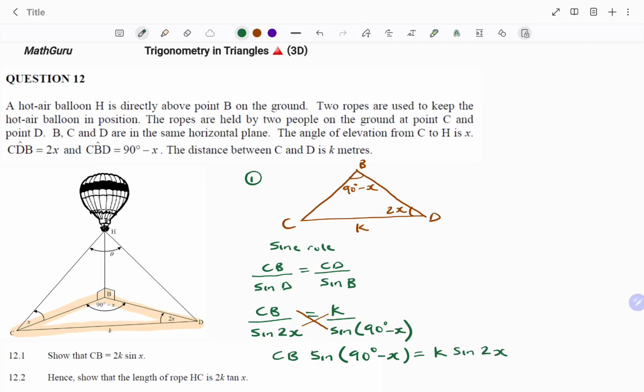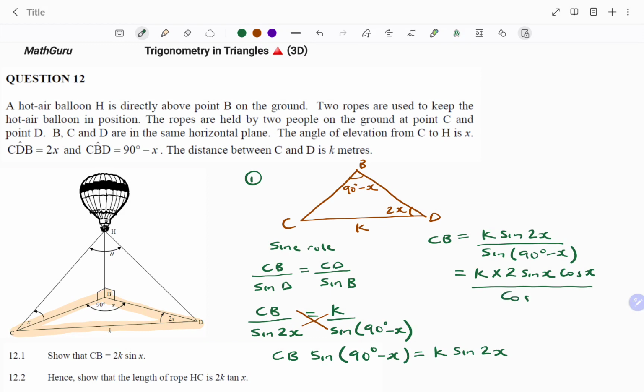And therefore, to find CB, I'm going to divide both sides by sine of 90 minus x. So I have CB equals k sine 2x divided by sine of 90 degrees minus x. Using my identities here, I'm going to change my sine 2x using the identity for double angles, and then change my sine of 90 minus x using my cofunction. That will give us k times 2 sine x cos x divided by, using my cofunction, sine of 90 minus x, which is cos of x.